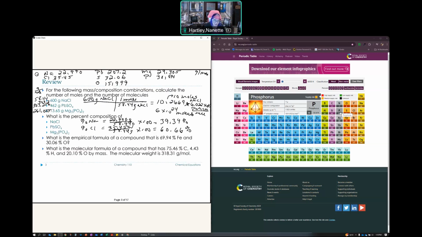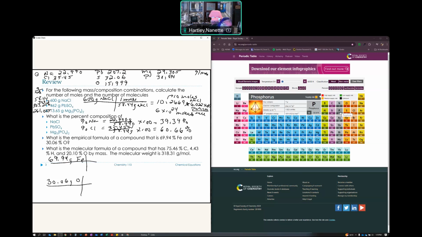Now, what is the empirical formula of a compound that's 69.94% Fe and 30.06% O? Now remember, when we talk about our percent compositions, we're going to assume that our total mass is 100 grams. And that means that each percentage is the mass out of 100 grams that each thing has. So I have 69.94 grams of Fe, and I have 30.06 grams of oxygen. I can then convert that to moles by dividing by the molecular weight.